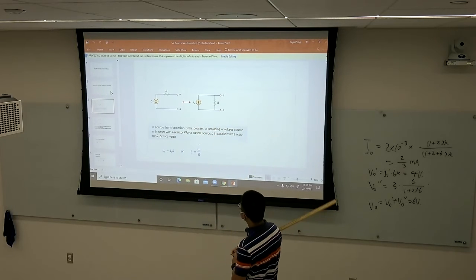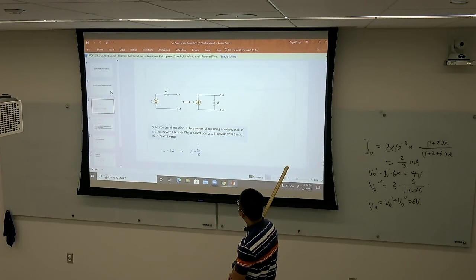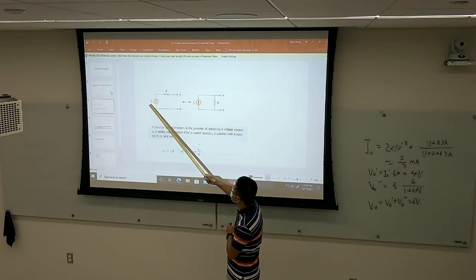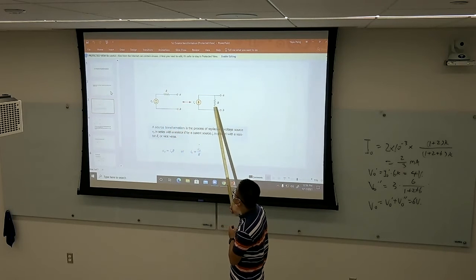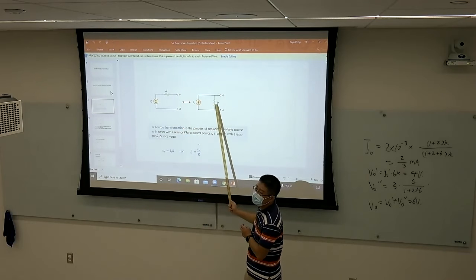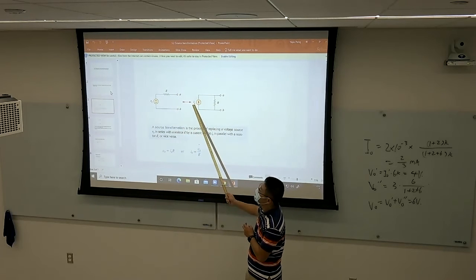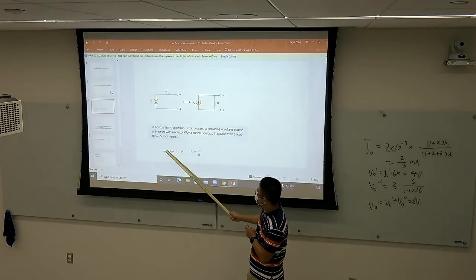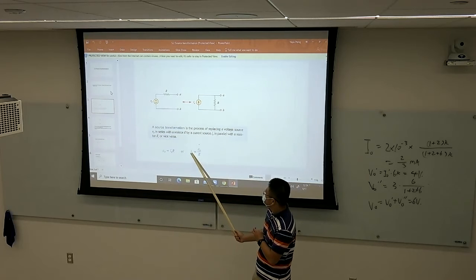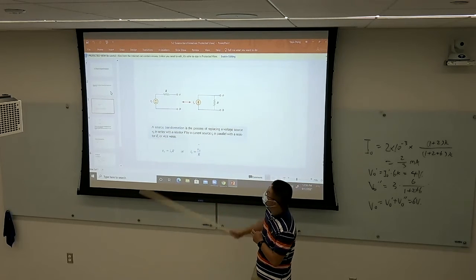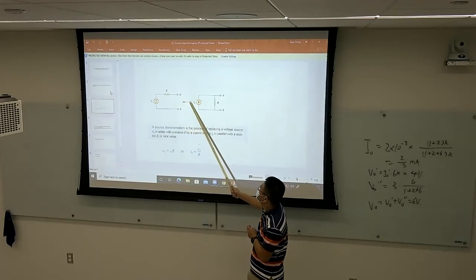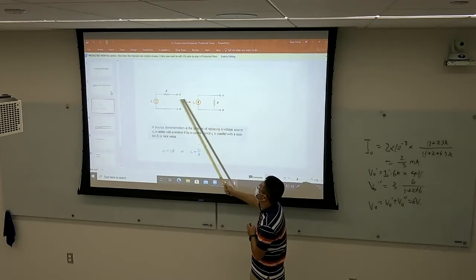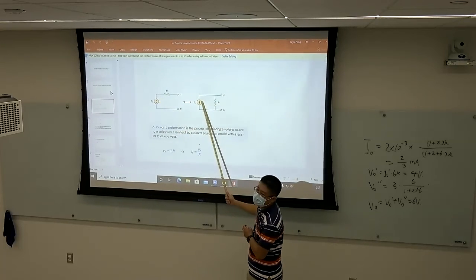And the relationship between them, for example, if we know the Vs and R, we want to convert this circuit into this one. The R is the same, but what's the value for Is? So we use this equation: Is equals Vs over R. So we know Vs, we know R, we calculate Is and R here. So we convert this circuit to this circuit.